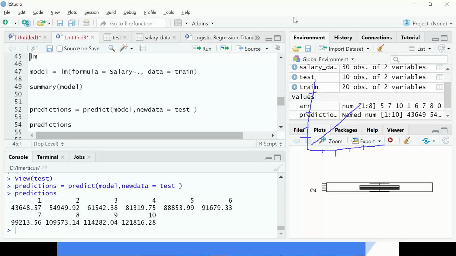Amit, can you please tell us about the predict part once more? This predict function that I have written. So what I'm doing is I'm saying predict, this is a function. In this function, I'm saying use this equation, this model that I have created, and predict the results on new data. New data is test. This is the syntax. New data equals test. So on the testing data, I want to predict my result.